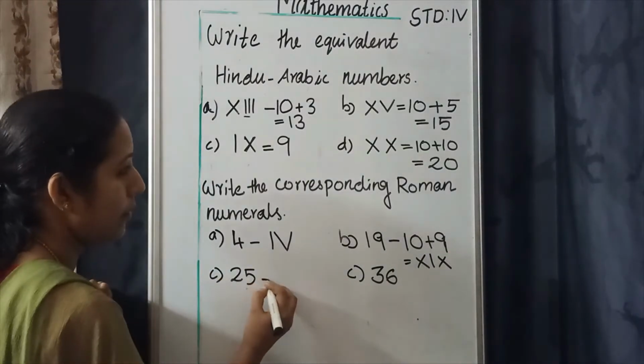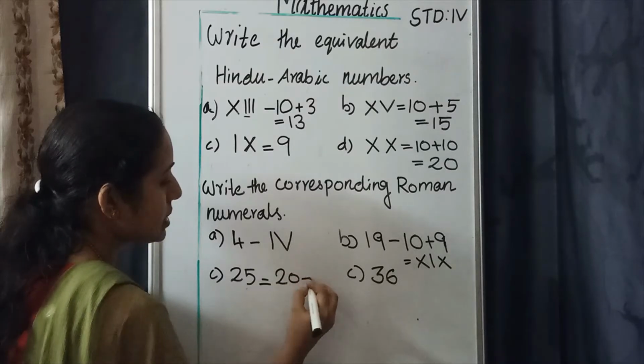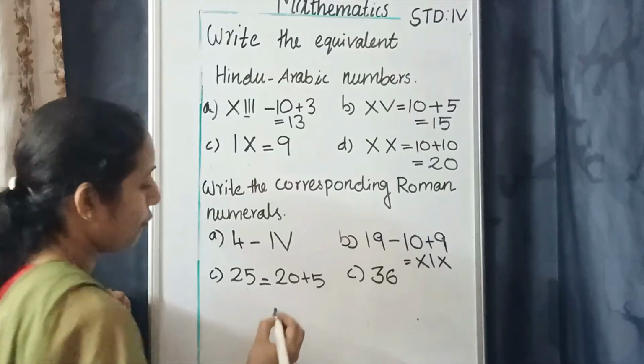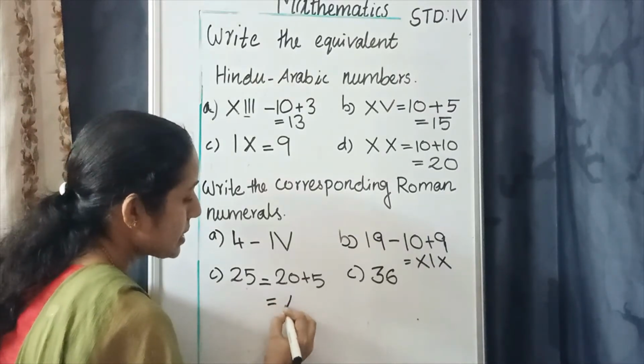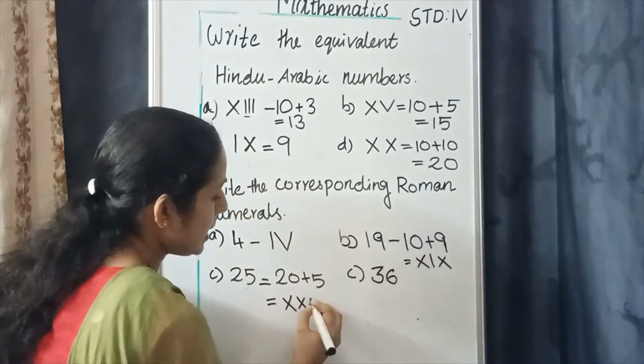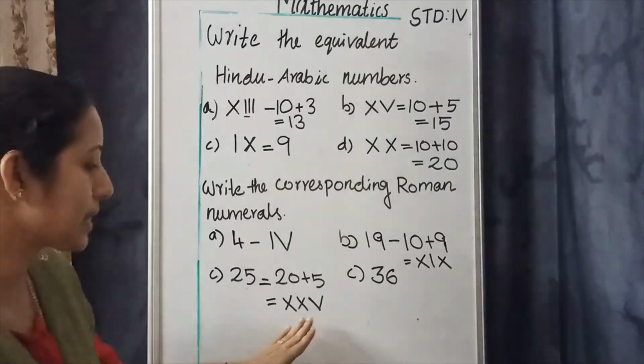Next, 25. 25 means 20 plus 5. 20 means XX and 5 means V. So 25 is XXV.